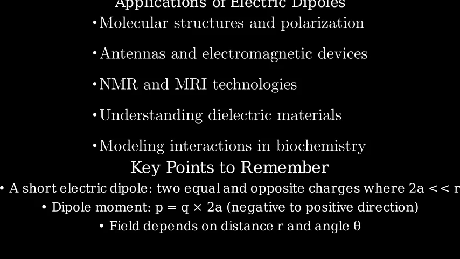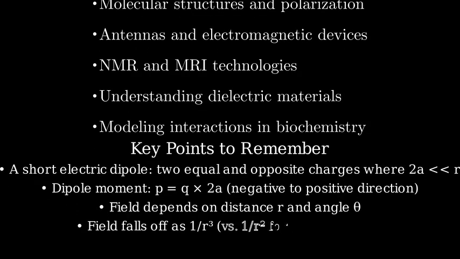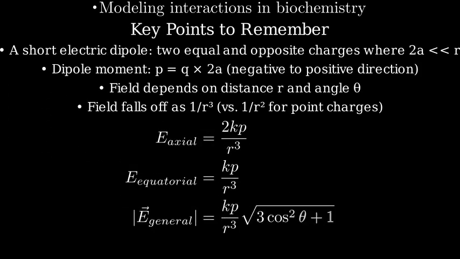and the position vector. Fourth, the field falls off with the inverse cube of distance, unlike point charges which fall off with the inverse square of distance. And lastly, we have specific formulas for axial points, equatorial points, and any general point.